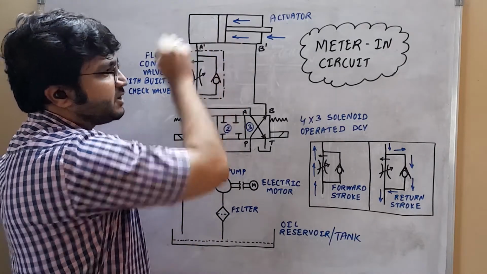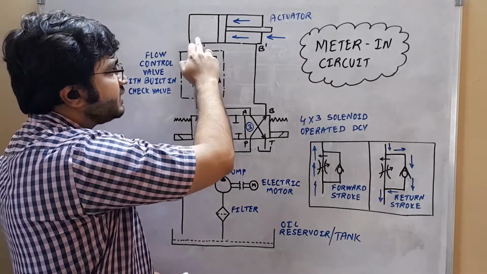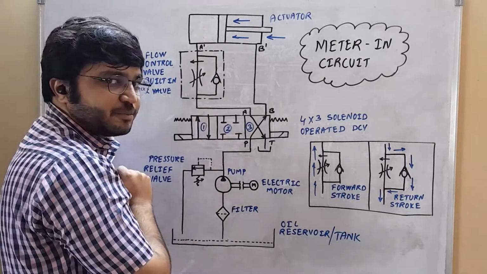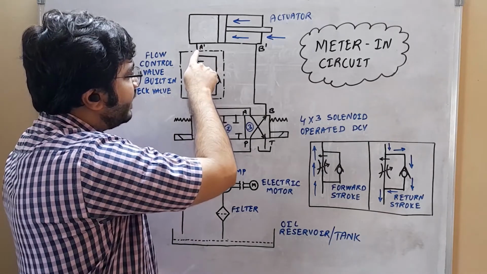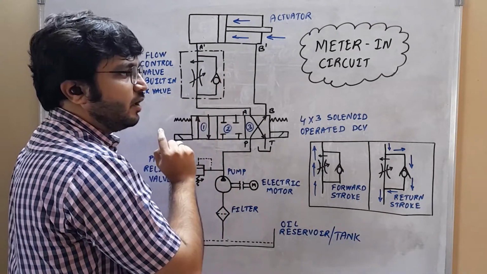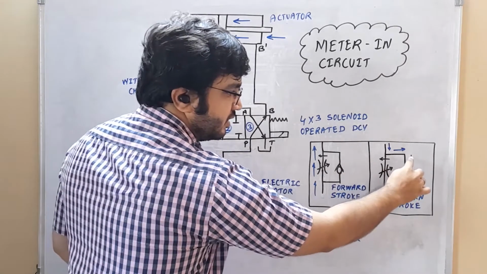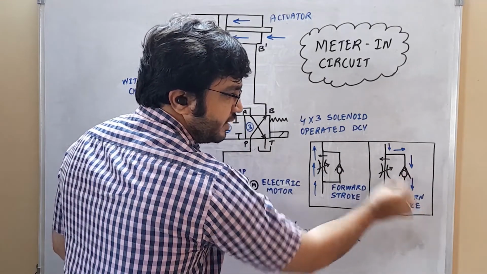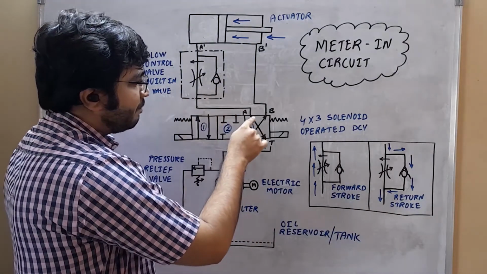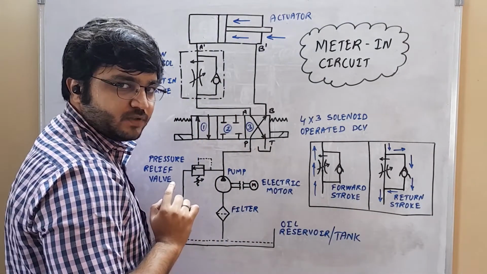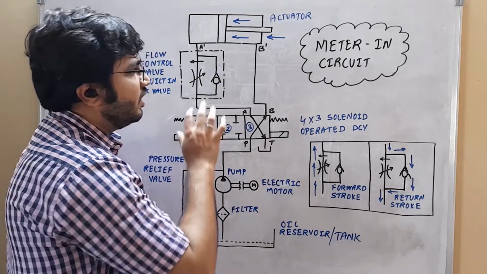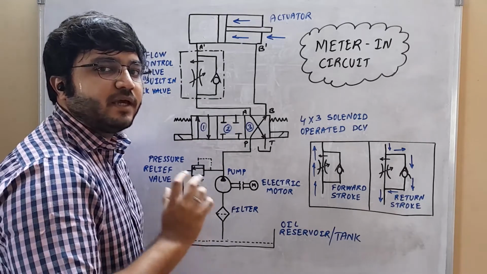Because of this piston movement, the hydraulic oil present here is going to leave the actuator from the A dash port and it won't be entering the flow control valve, it will be activating the check valve like this, since it is going to push the ball in the downward direction, and it will be supplied back to the tank through this passage. So this is how the return stroke of the actuator will be carried out.